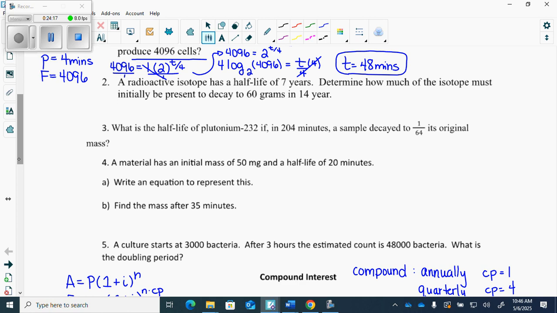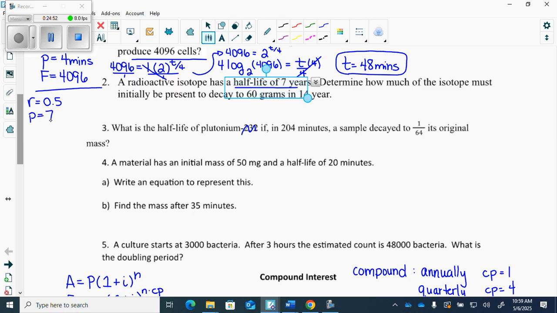Two, three, four, five, go. So number 2 says a radioactive isotope has a half-life of 7 years. Half-life 7 years. So half-life, and then the amount comes right after it. So what did they give me, P or T? P. If it comes right after the word half-life, doubling, or tripling, they give me P, right? It halves every 7 years. So my R is 0.5. The P is 7.